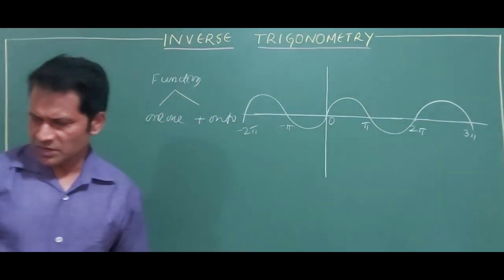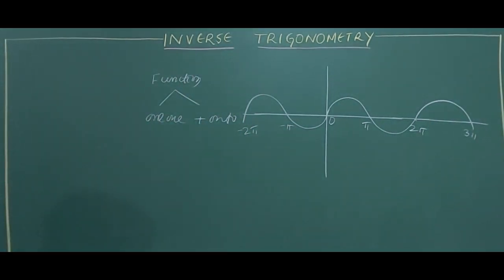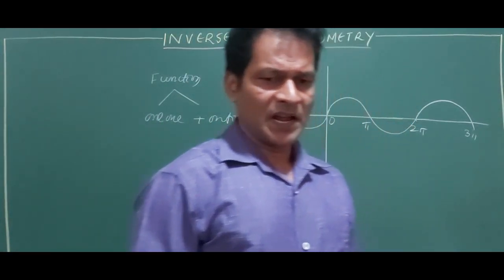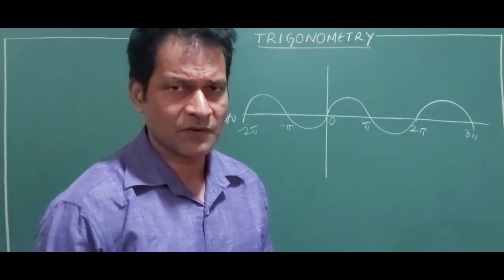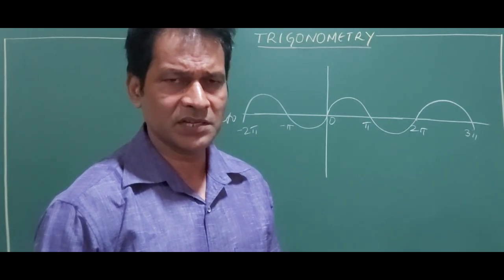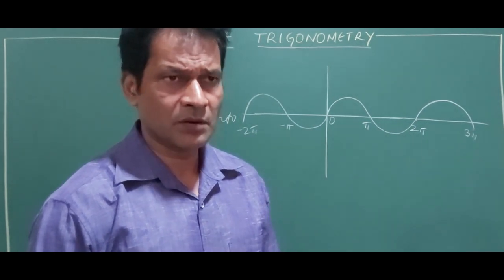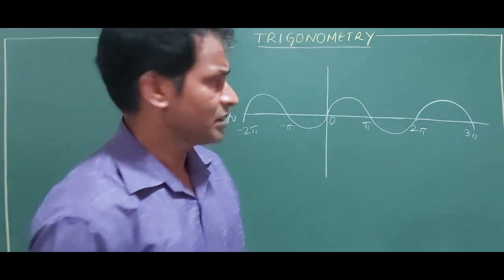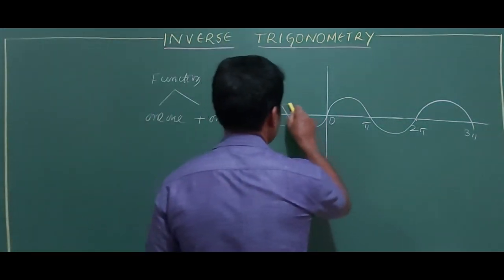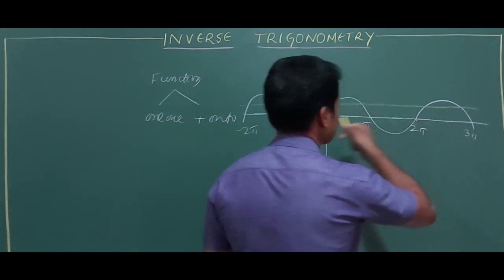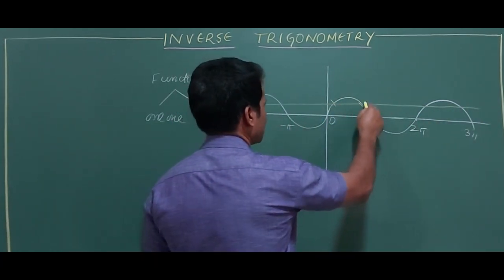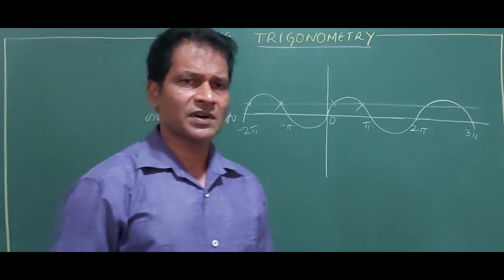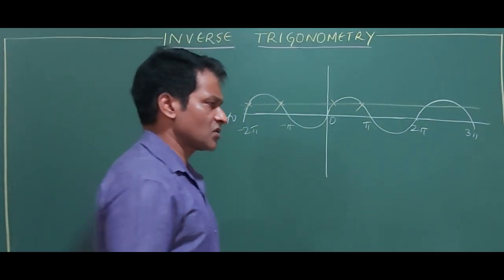Today I will use different color chalks because you will find it easy. If a line drawn parallel to the x-axis, that means a horizontal line, cuts the graph at exactly 1 point, then it is 1-1. You can see it cuts at infinitely many points, and there is no scope that it is 1-1. That means the sine graph is not 1-1.